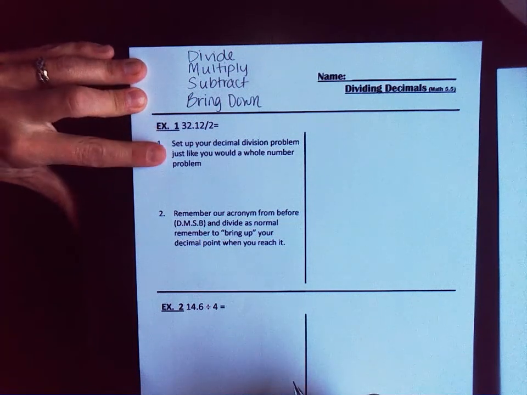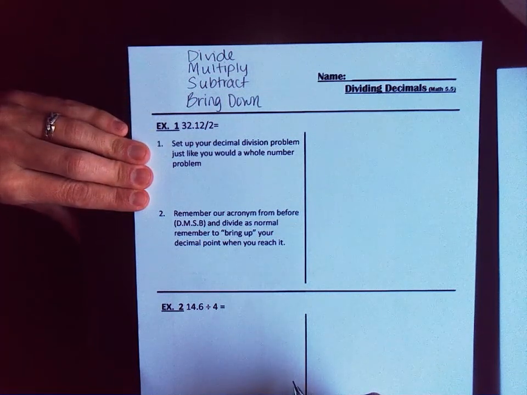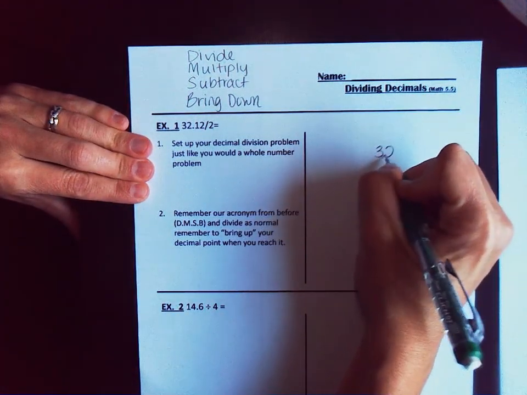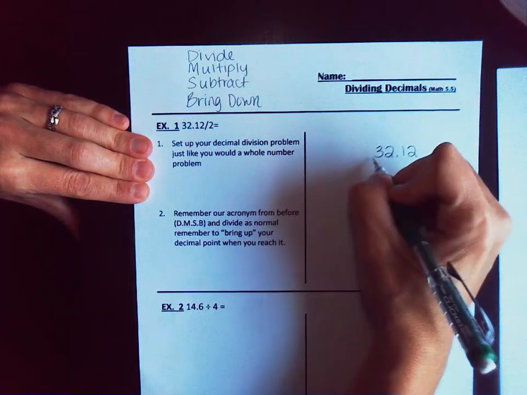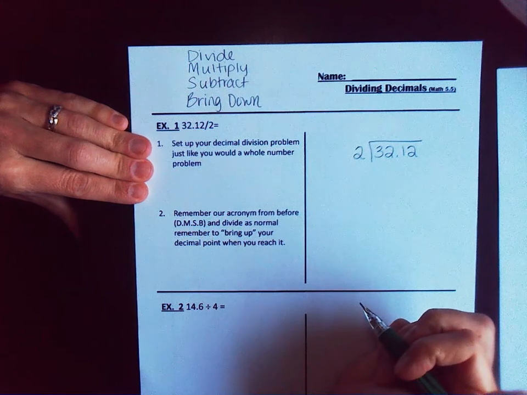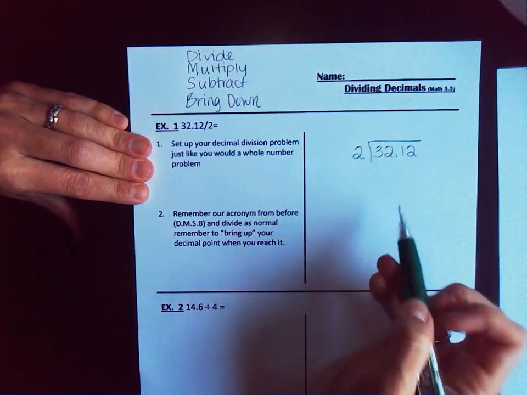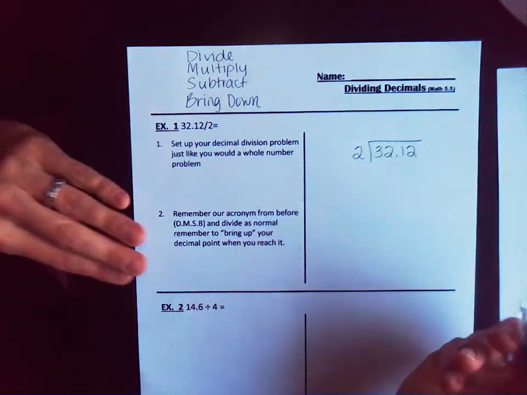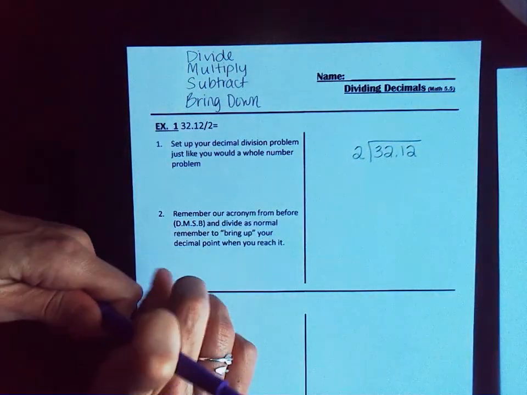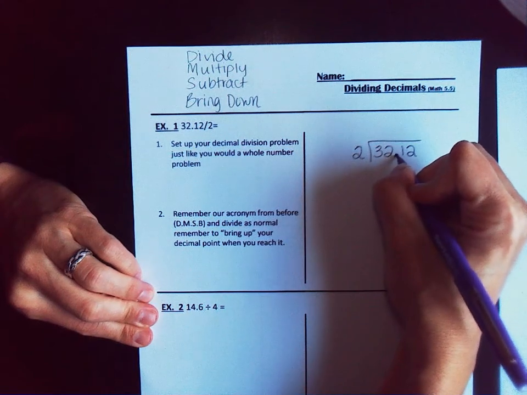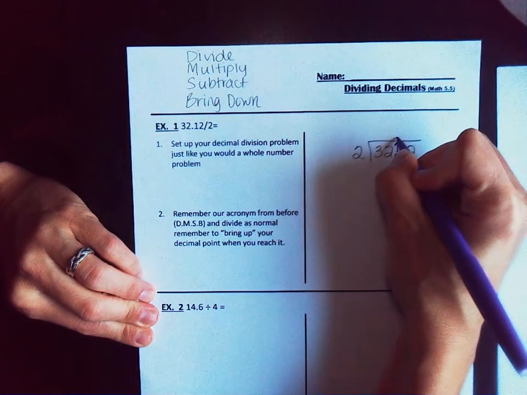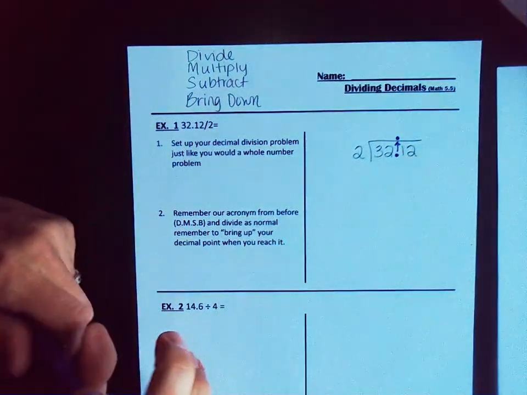So we're going to set up our decimal problem exactly like we would if we were dealing with all whole numbers. So we have 32 and 12 hundredths divided by 2. And now we're going to go ahead and divide. But wait, first, before I forget, I'm going to find my decimal in my problem, and I'm going to take it straight up and put it in my answer. That's the very first thing I'm going to do.